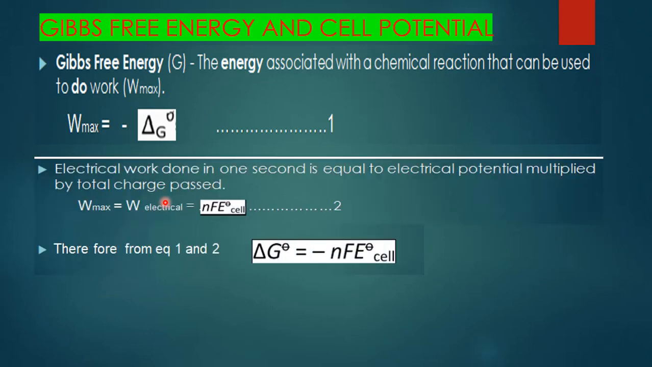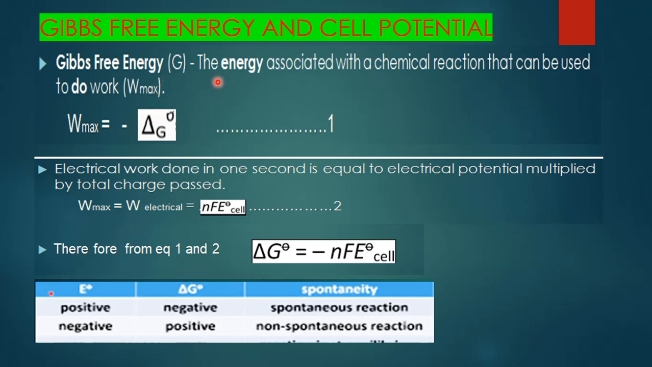See here, Gibbs free energy, in class 11th we discussed, is the energy associated with a chemical reaction that can be used to do work. Again, the energy associated with a chemical reaction that can be used to do work. That means when a chemical reaction is occurring, it is releasing some energy. That energy is consumed to do some work. In that case, the formula is W max equal to minus delta G naught, because that is a spontaneous reaction.